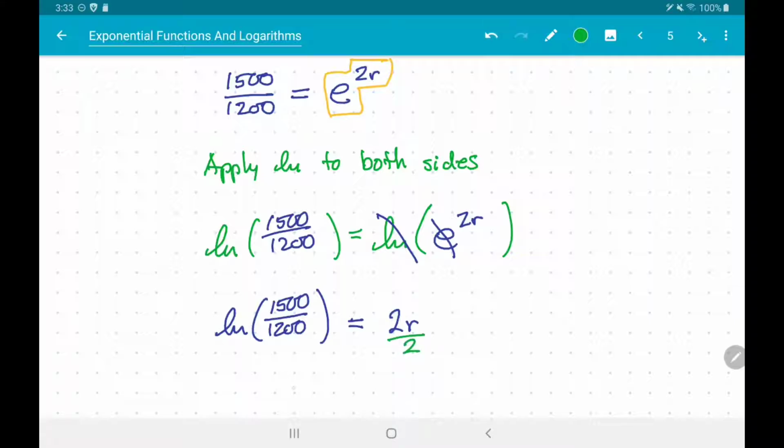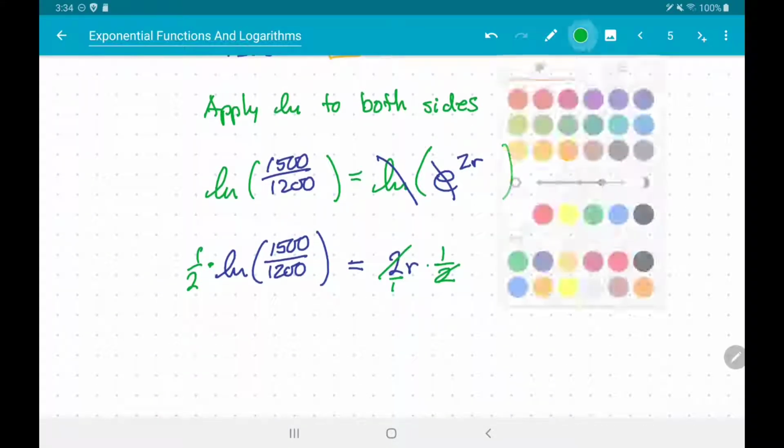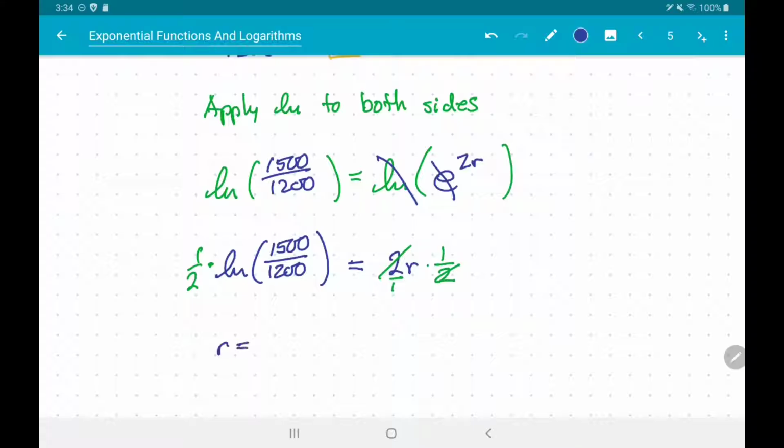And again, think for a minute, where does the division by 2 go exactly on the left-hand side? Well, how about this? I'm going to write it as 1/2 times, just to be different. Remember, dividing by 2 and multiplying by 1/2 are actually equivalent operations. If it helps, you can think of that 2 as being over 1. So that leaves us with r equals 1/2 ln of 1500 divided by 1200.